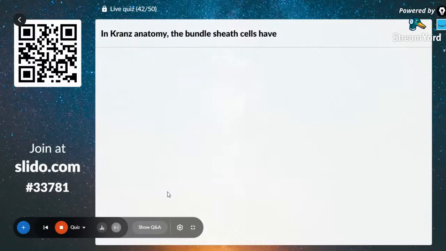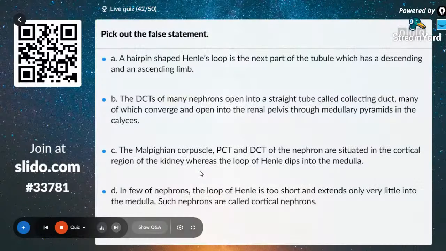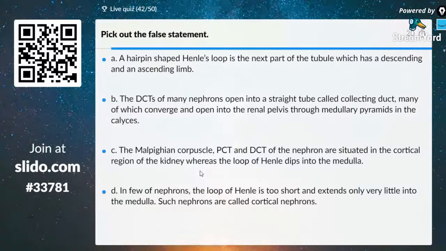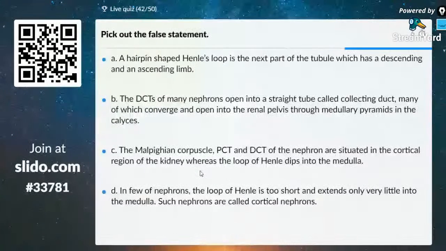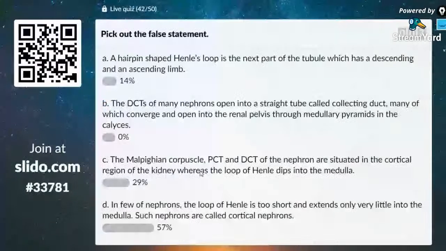Pick out the false statement. A hairpin shaped Henle's loop is the next part of the tubule which has a descending and an ascending limb. The DCTs of many nephrons open into a straight tube called the collecting duct, many of which converge and open into the renal pelvis through medullary pyramids in the calyces. The Malpighian corpuscle, PCT and DCT of the nephrons are situated.